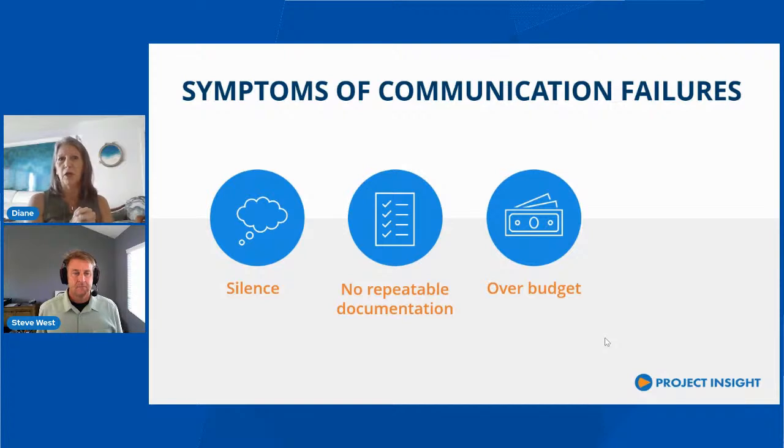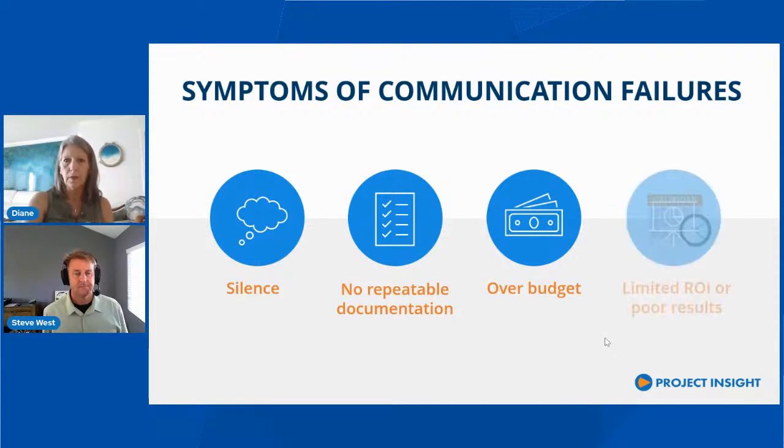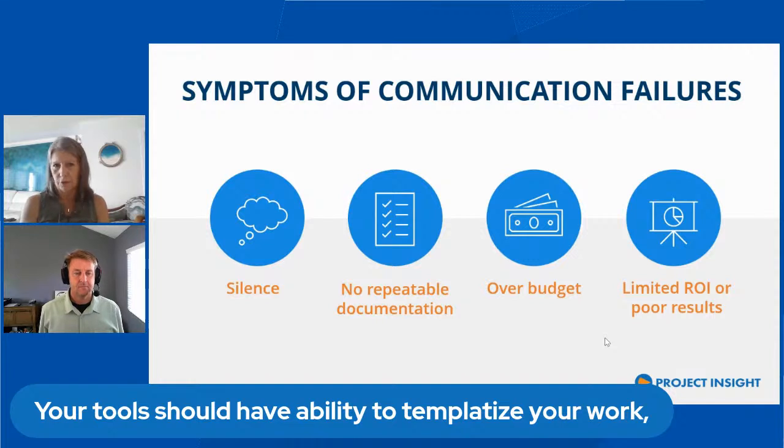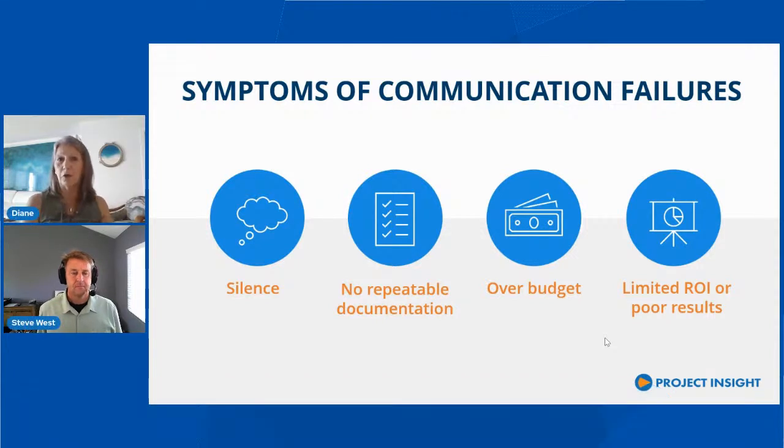Over budget. If you're consistently seeing projects over budget, there's absolutely some communication problems going on. And the last one, and I'm sure there's more, just limited ROI or just poor results. Did your client get what they expected out of this initiative? And if they're not raving fans of yours, then something went wrong. So as you can see, there's a lot that can go wrong. So let's tackle one at a time. Yeah, sounds great. Let's do it.